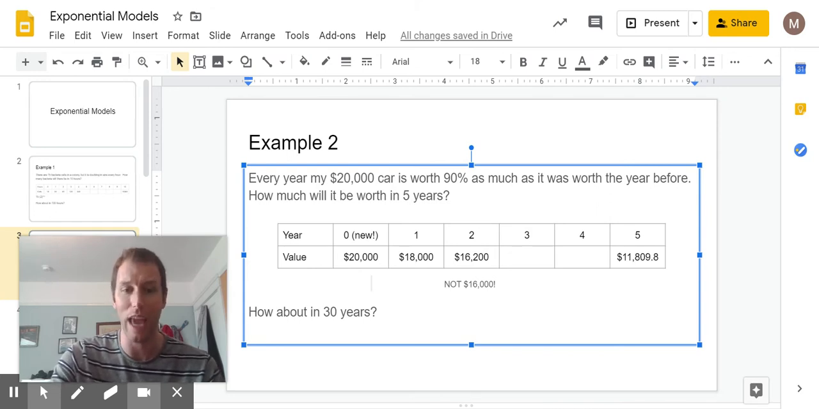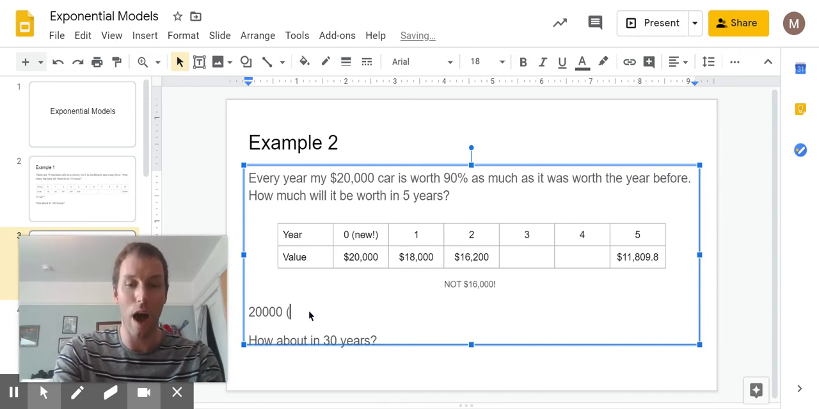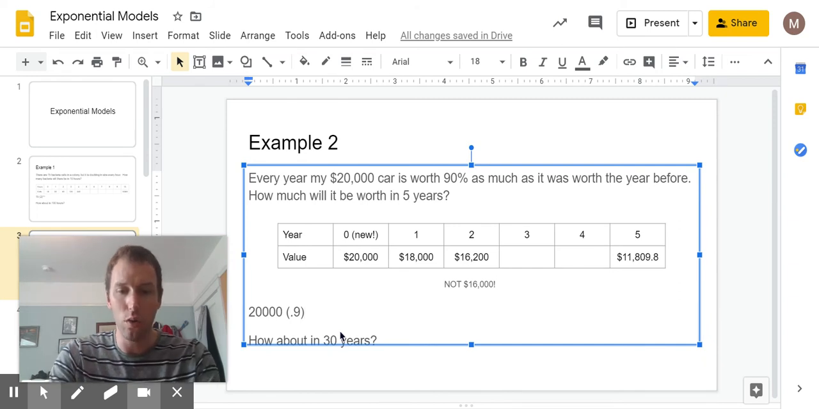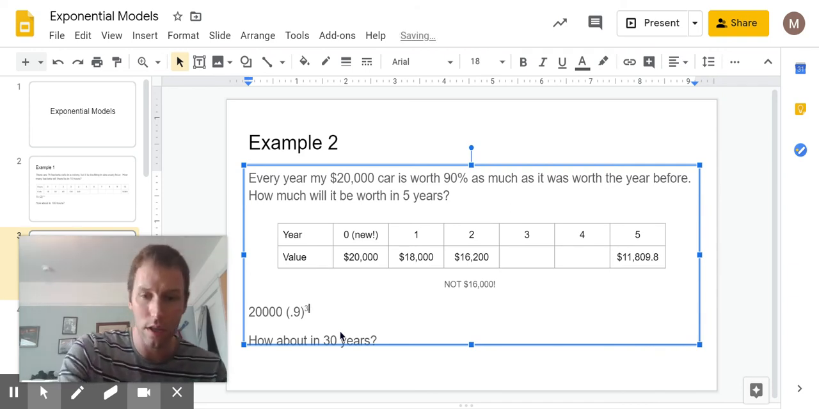Again, we took an initial number, in this case 20,000, and we multiplied it by 0.9 over and over and over again, 5 times, or in the case of this, 30 times. How do you do that? How do you multiply by the same thing over and over again? You raise it to a power. And that gave me that $11,809.80. If I want to make that 30 years, easy peasy.